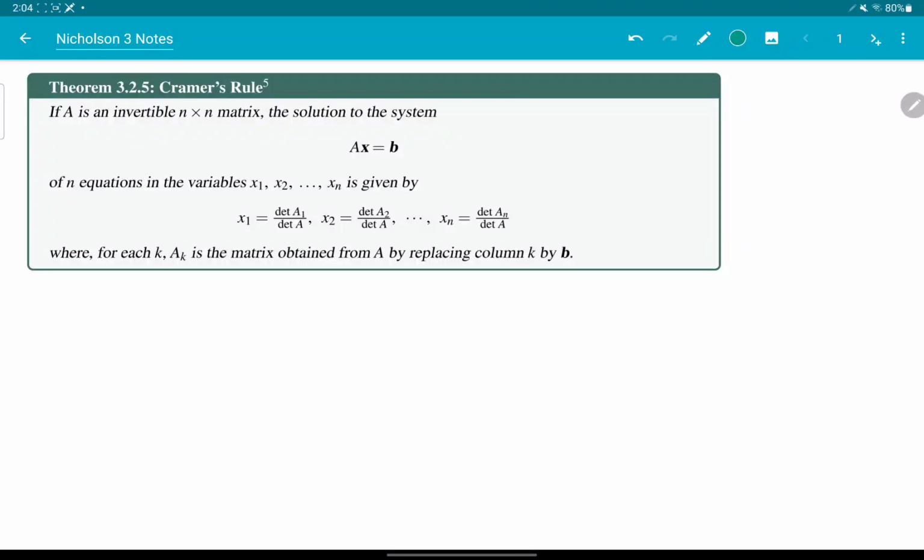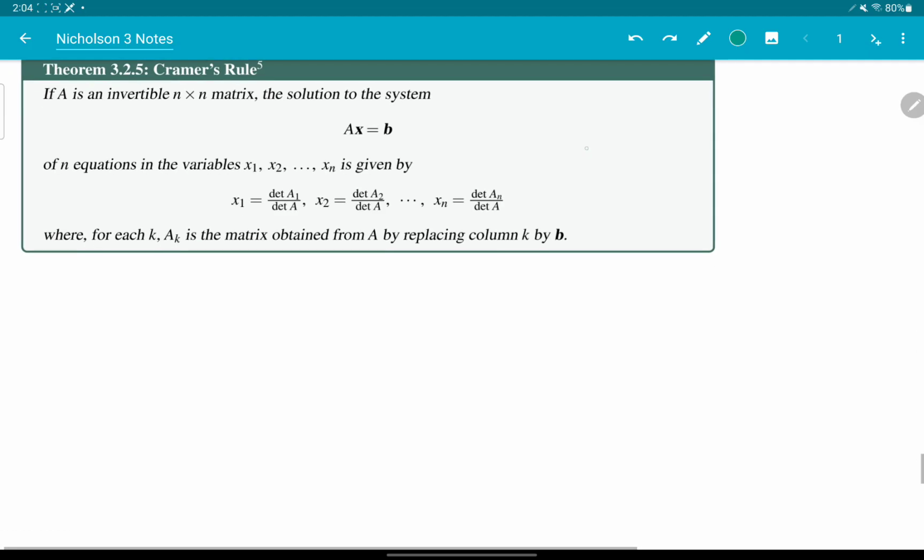Okay, here we have what's called Cramer's rule. It gives us yet another way to solve systems of equations like this, when you have an invertible n by n matrix A. The textbook gives a proof of this, which follows from the theorem that gave us the formula for the inverse.